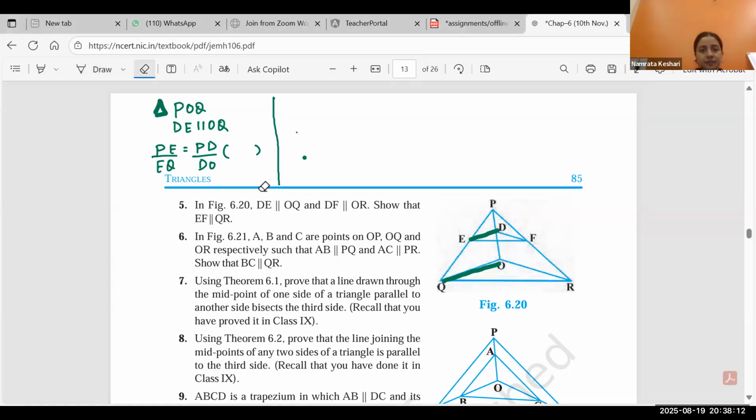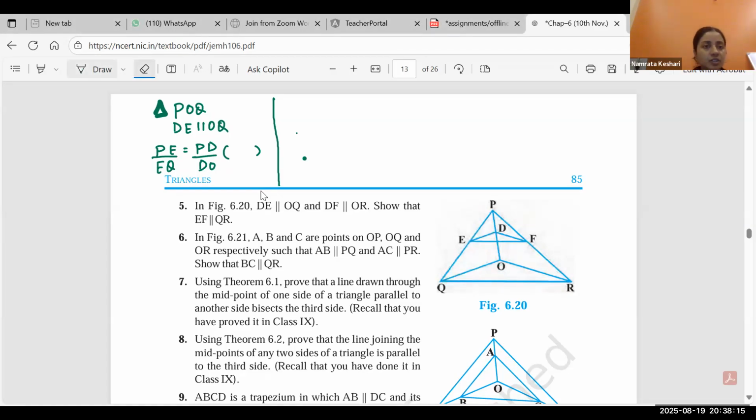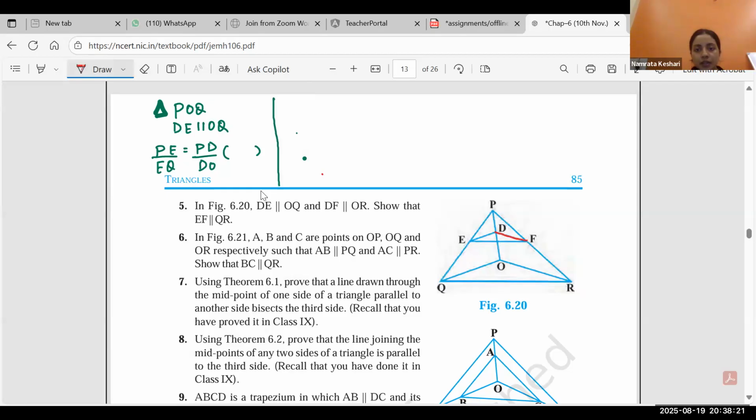Yes, ma'am. Now the next part, again a parallel condition is given: DF is parallel to OR. Which triangle to take? Triangle POR. In triangle POR, DF is parallel to OR. If parallel, then the ratio will be the same. PD by DO is equal to PF by FR, again by basic proportionality theorem. The previous one is equation number 1, and this one is equation number 2.